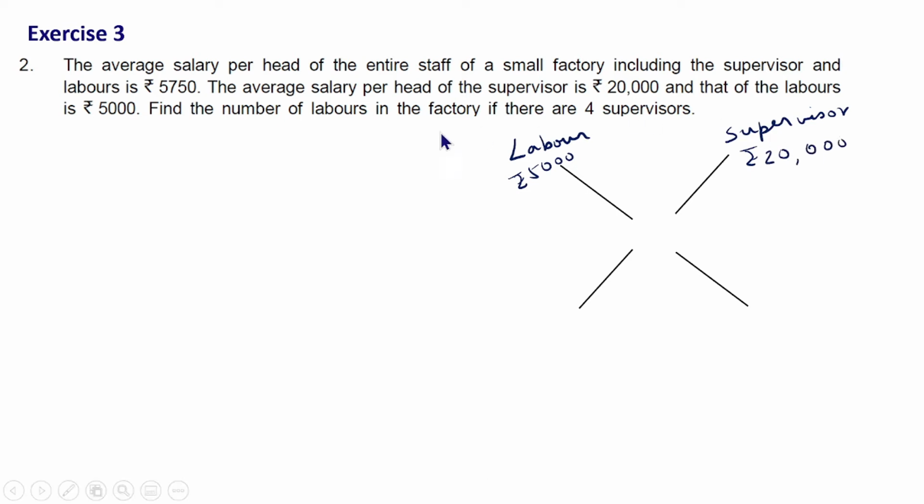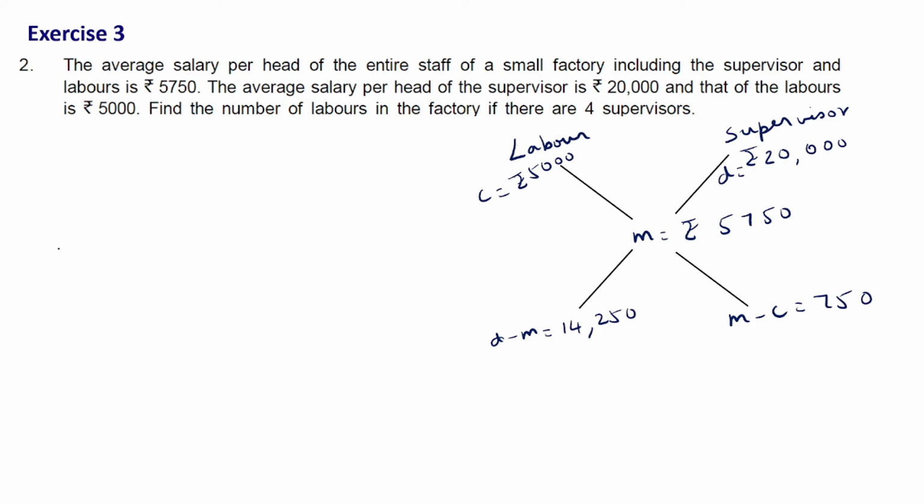And here it is given the average salary per head of the entire staff is rupees 5,750. So M is equal to rupees 5,750. So here C is 5,000 and D is 20,000. So here D minus M is equal to 20,000 minus 5,750, which is 14,250. And here M minus C is 5,750 minus 5,000. So it is 750.